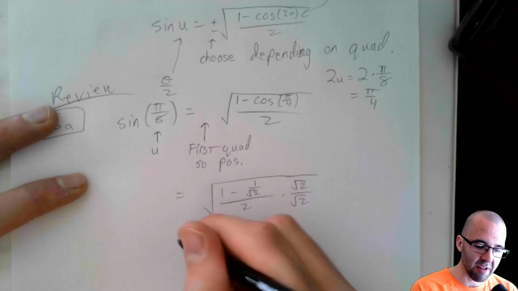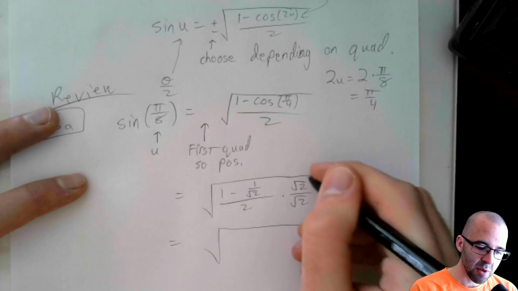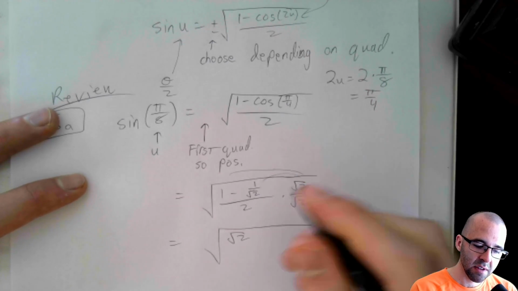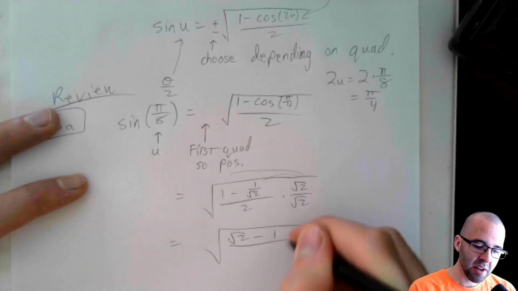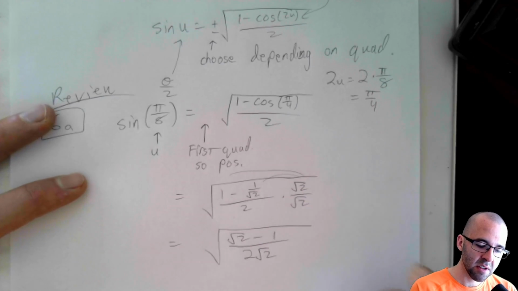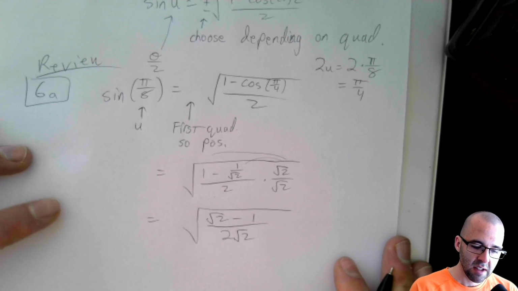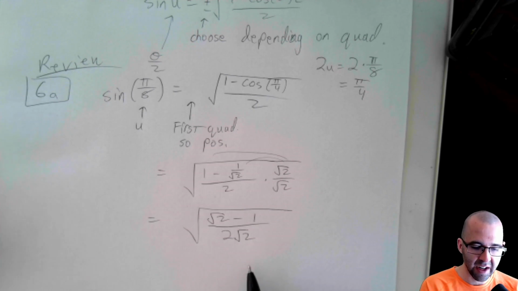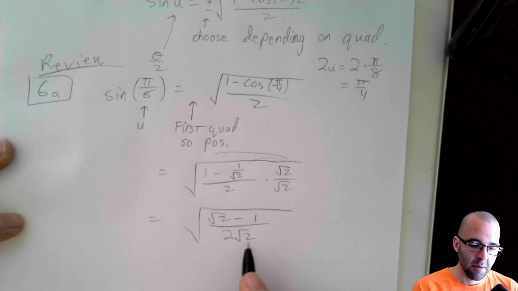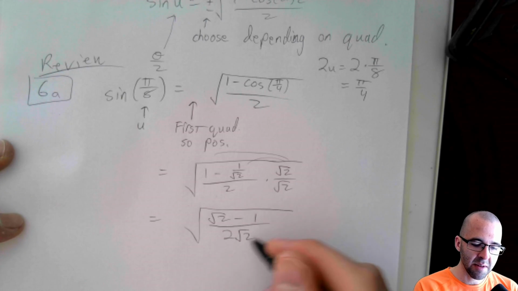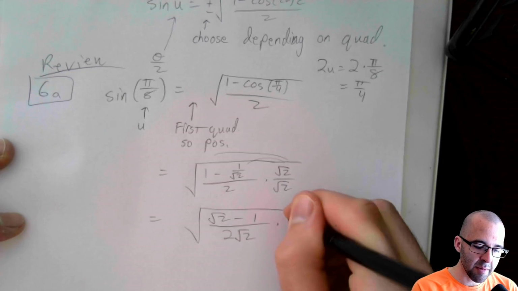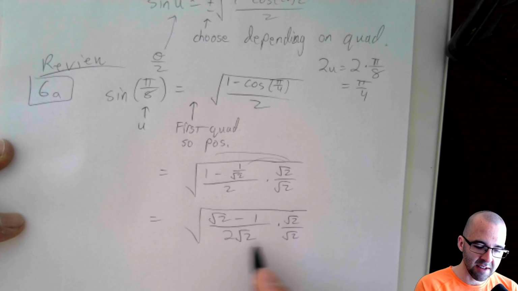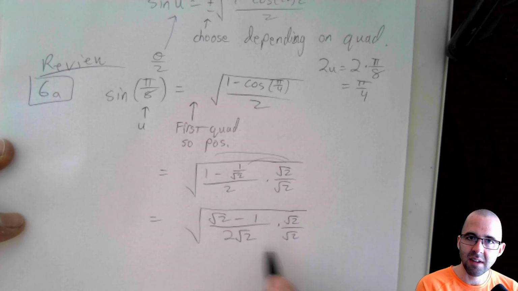We don't like fractions inside of fractions. We distribute that. 1 times root 2 is just root 2. This becomes a minus 1, and your denominator becomes 2 root 2. And I will accept this like 9 out of 10 points just right here. But we can also make this a little simpler if we multiply the top and the bottom by root 2 over 2 again. Because that rationalizes this denominator and lets us do some nice stuff.